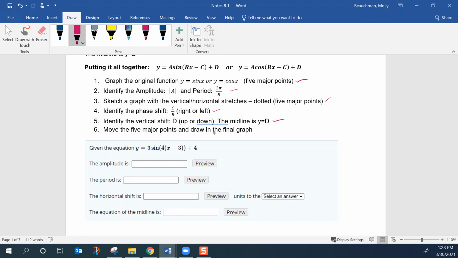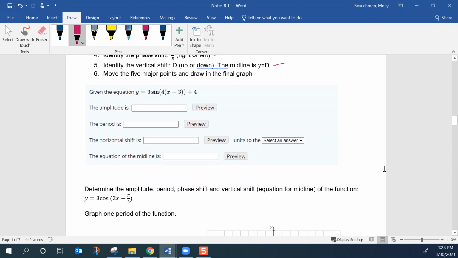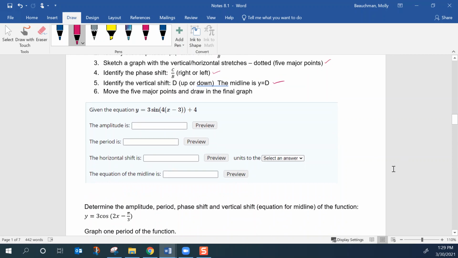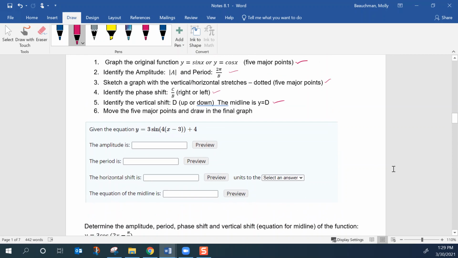Then move your 5 major points and draw in the final graph. And you can always check with Desmos. So on the first one, we'll just identify the major features. Given the equation y equals 3 times the sine of 4 times (x minus 3) plus 4, identify your a, which is 3. This one's already factored, so b is 4, c is 3, and d is 4.